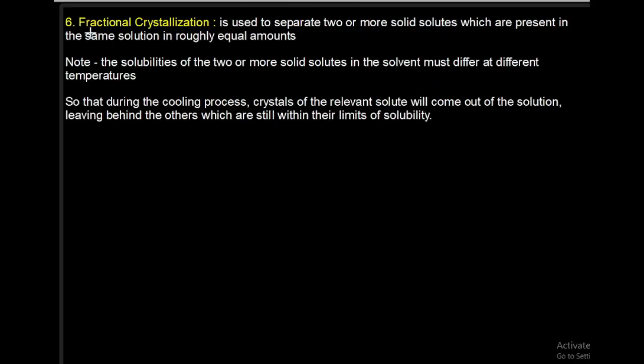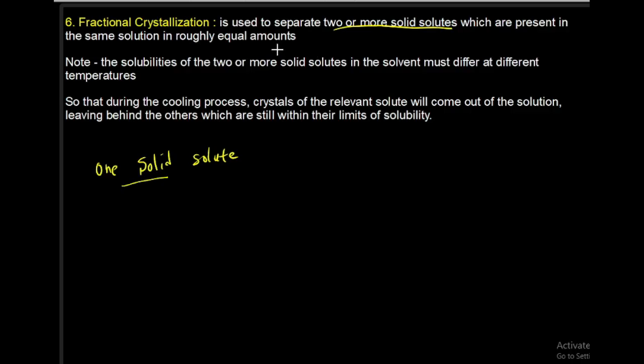Now the next one is fractional crystallization. This is used to separate two or more solid solutes. For crystallization, you have just one solid solute, the solid that dissolves in the solvent. Just one substance being separated, we call it crystallization. Now if we're talking about two or more solid solutes, we use what? Fractional crystallization. They say these are present in the same solution in roughly equal amounts.